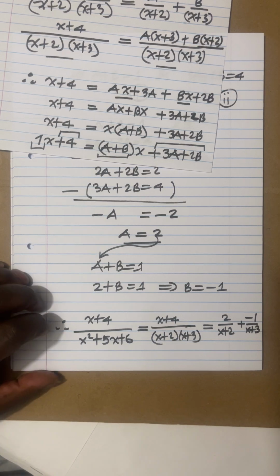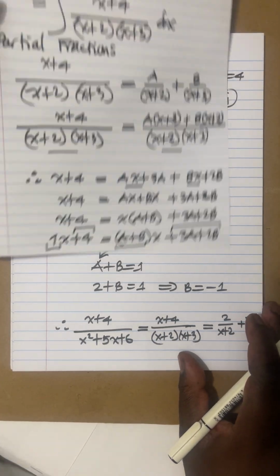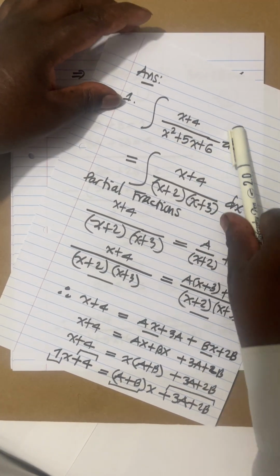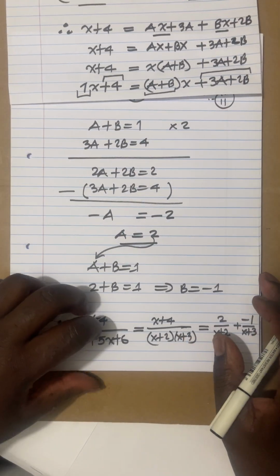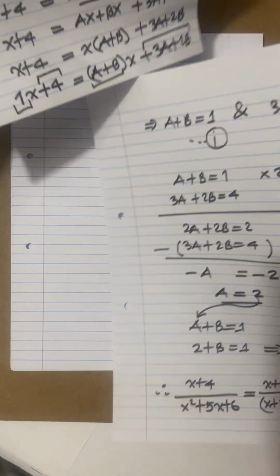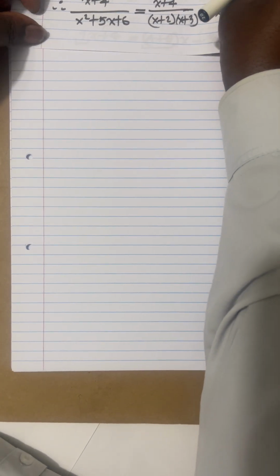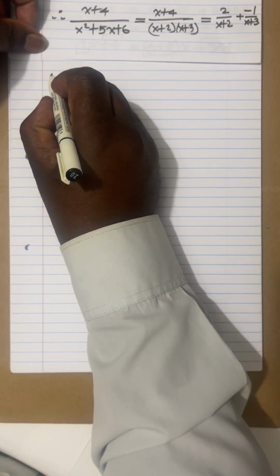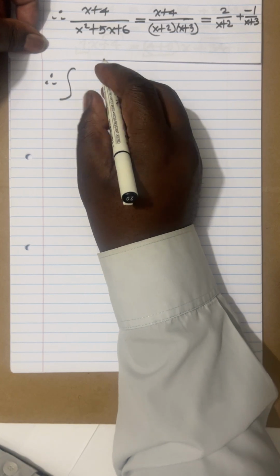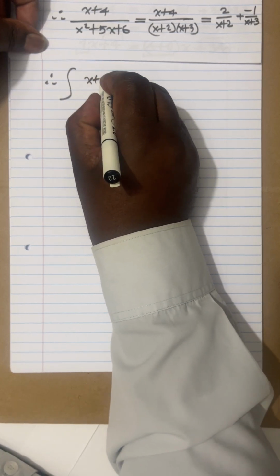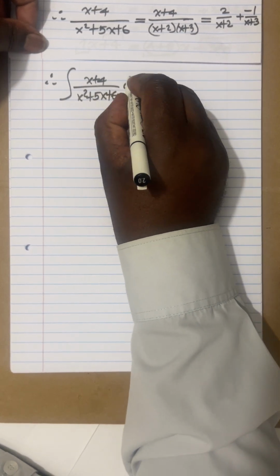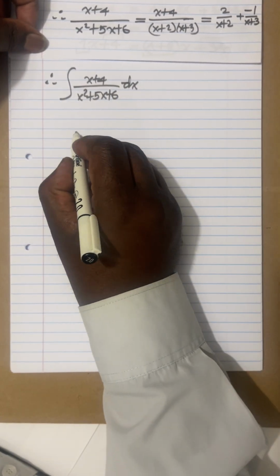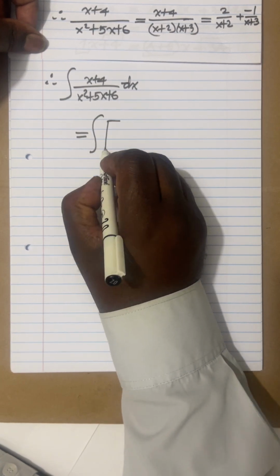That's how it simplifies. Let's go back to our integration. We're coming back here now and we're changing this form into two integrals, as I will show you on page number 3. On the next page now, I'm going to say, therefore, our integral, which is actually x plus 4 all over x squared plus 5x plus 6 dx, changes to the integral of, open brackets.